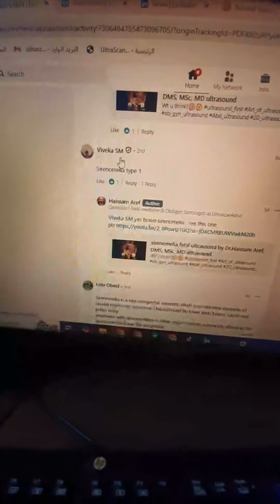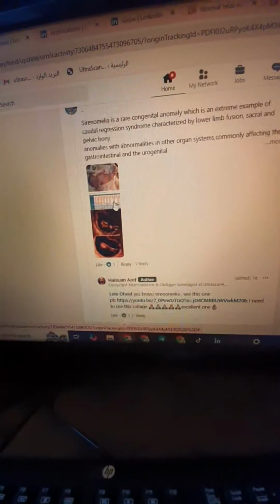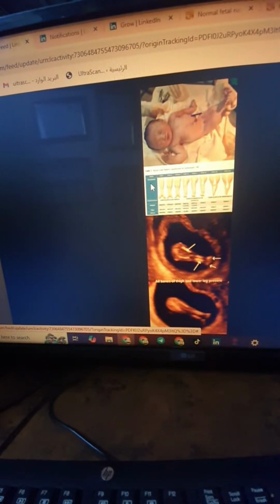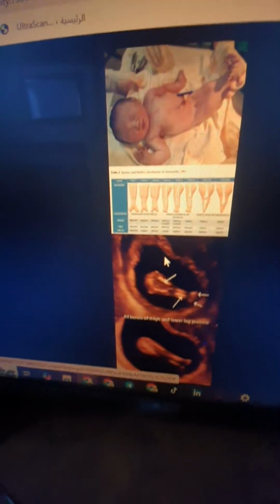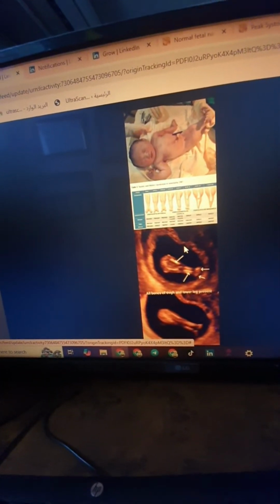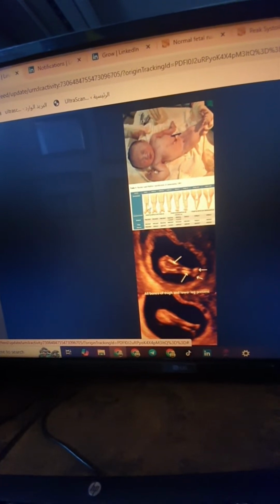Here we do have Dr. Vivica: sirenomelia type 1. And hereby, Dr. Ala Obaid is giving us a wonderful collage depicting the types of sirenomelia, which has many types. Here we will say that it's type 1 of sirenomelia because all the bones of the thigh and the lower leg are present, and this is the classification of sirenomelia as you can see it. And this is a picture of the outcome of the birth in this case of sirenomelia.